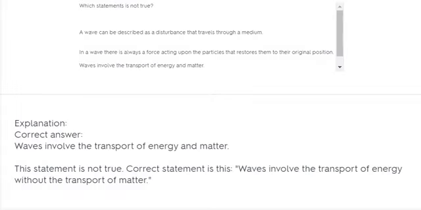Explanation. Correct answer. Waves involve the transport of energy and matter. This statement is not true. The correct statement is this: waves involve the transport of energy without the transport of matter.